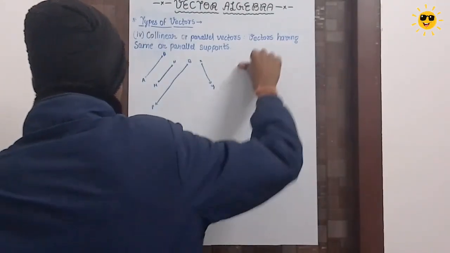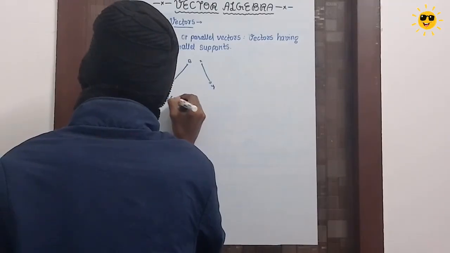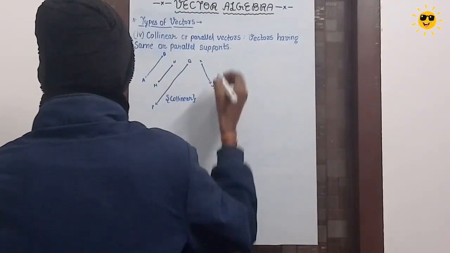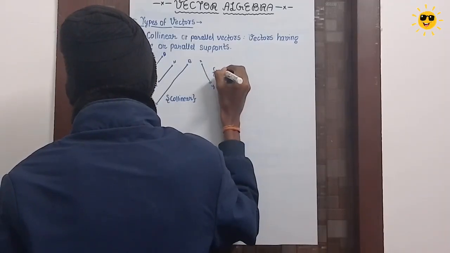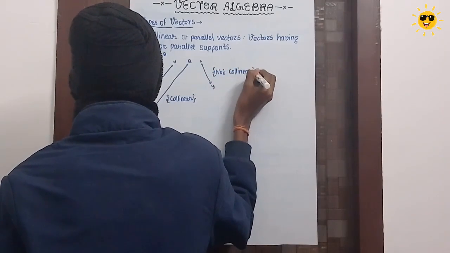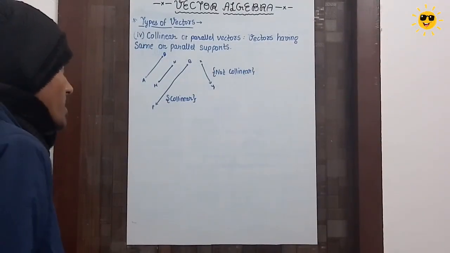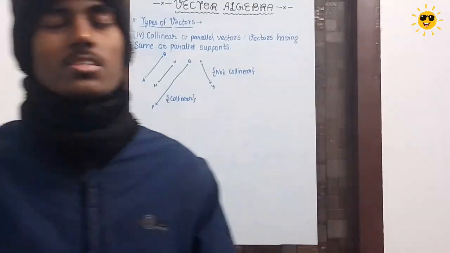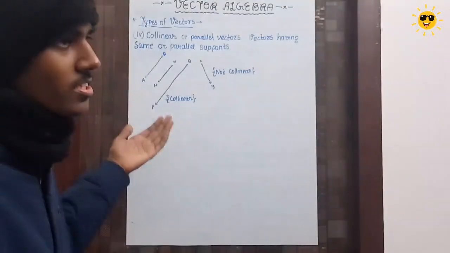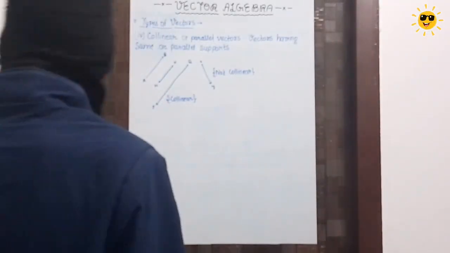Let's erase this part. So these three are called collinear. You can say parallel vectors. This is not collinear in respect to the remaining three. Okay, so it's very simple as that. Vectors having same or parallel supports are called collinear vectors, or you can say them parallel vectors, because either same or parallel, in the sense of vector, they are always equal.